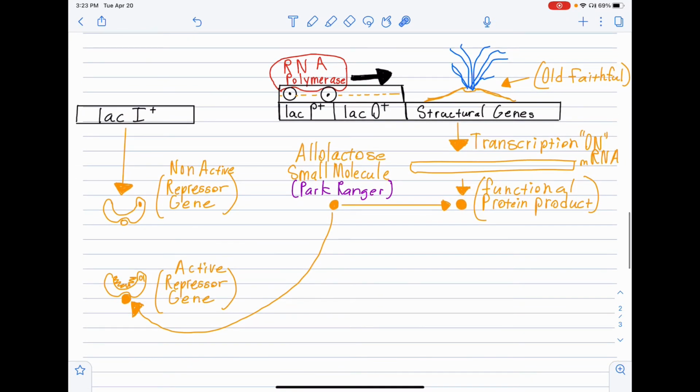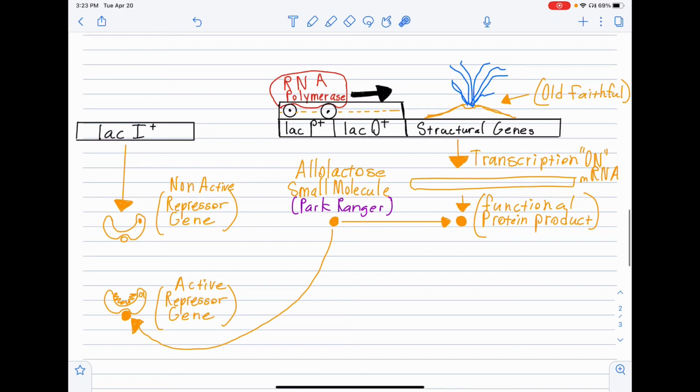The park ranger is right here, and he sees like, oh, we gotta get the bear out of the way. It's gonna get to that hungry bear, and then it's gonna deactivate that bear, and the bear's gonna just run away into the woods and find something else to eat. And then as we see here, RNA polymerase is allowed to go from the promoter all the way to the structural gene region where we also can get to Old Faithful.